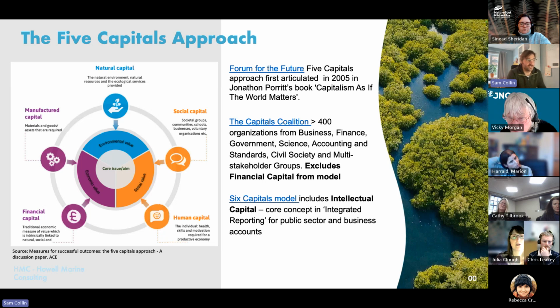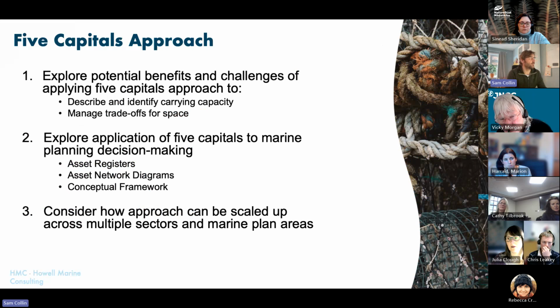And there's also another model that looks at a 6th capital of intellectual capital. However, we didn't feel that the 6th capital really applied to what we were looking for, and we felt that the 5 capitals approach really fit the approach that we were looking for. So within the report, there were 3 key components. The first part was looking at potential benefits and challenges of applying the capitals approach to describing and identifying carrying capacity and managing trade-offs for space.